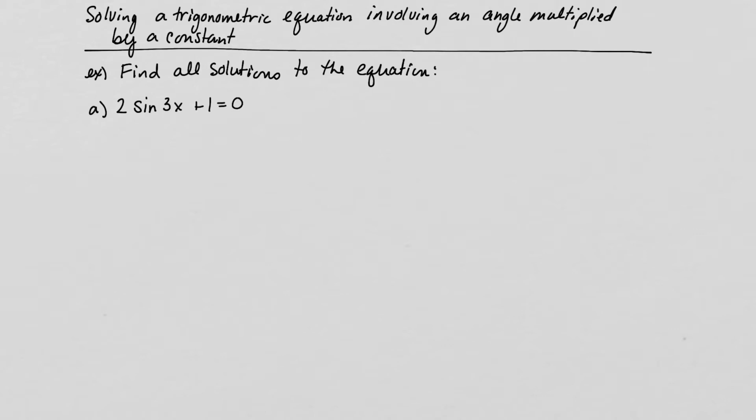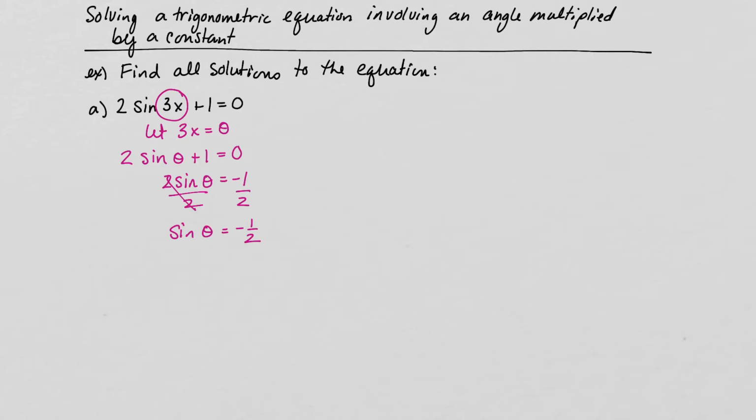So the first thing I'm going to do is, because it's too hard to solve with the 3x, right this second, I'm going to let this 3x part be equal to theta. So we're going to let 3x be equal to theta. And what that does is it turns our equation into 2 sine theta plus 1 equals 0. And that I actually can solve. So I'll subtract the 1 off to the other side. So I have 2 sine theta equals negative 1. Divide both sides by 2. So the sine of theta ends up being equal to minus 1/2.